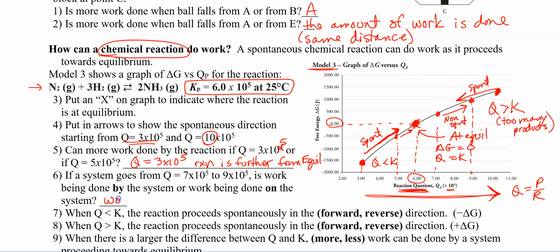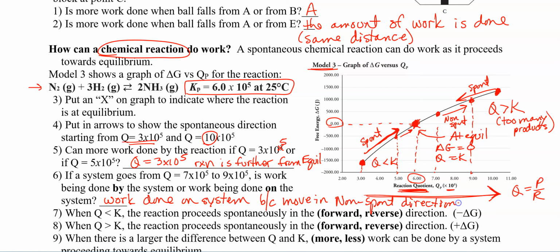Work done on the system. It's like you have to put in work to get that non-spontaneous direction to occur. Work done on the system because we move in the non-spontaneous direction.